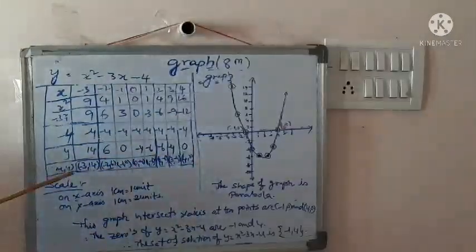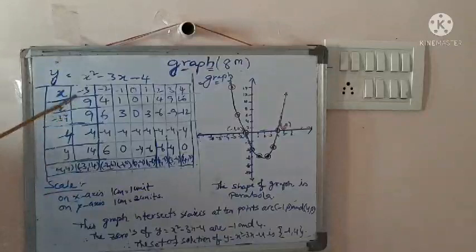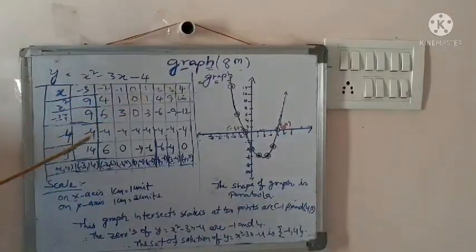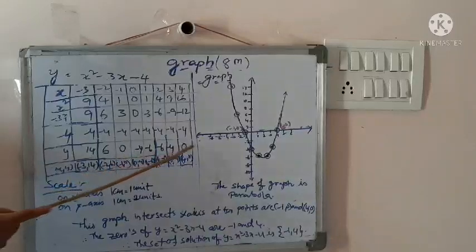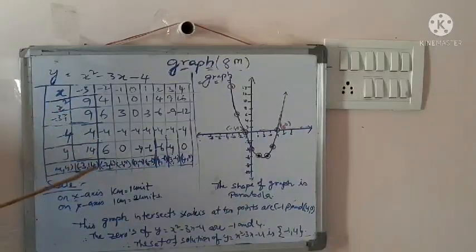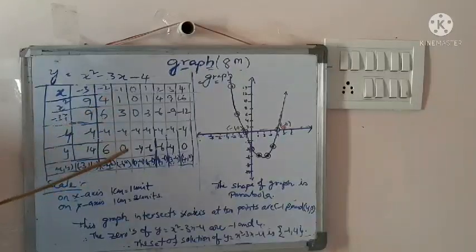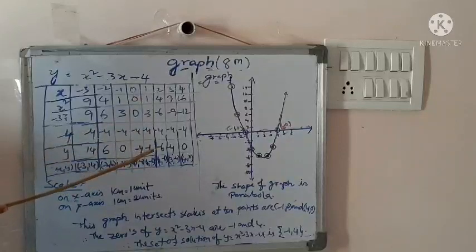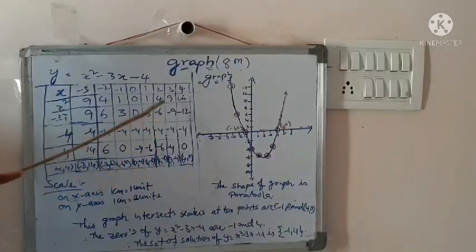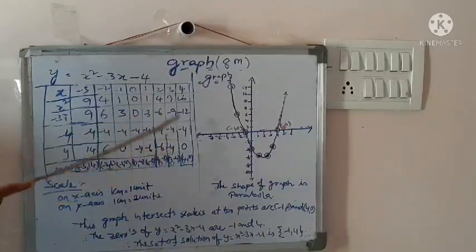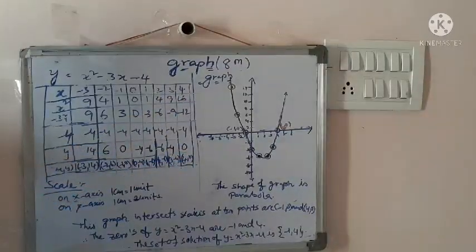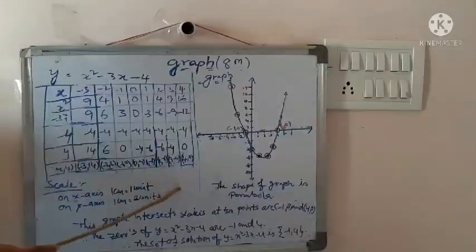And now write these points. X, Y. Here are the X values and here we have the Y values. So minus 3, 14 right here. Minus 2, 6 right here. Minus 1, 0 right here. 0, minus 4 right here. 1, minus 6 right here. And next 2, minus 6 right here. 3, minus 4 right here. 4, 0 right here. And now choose the scale.